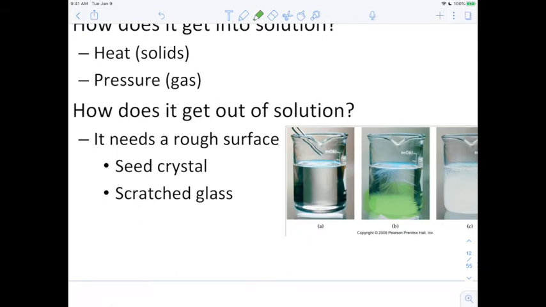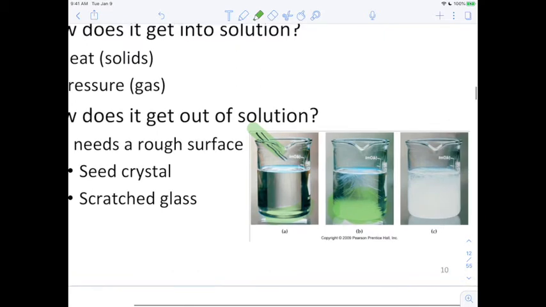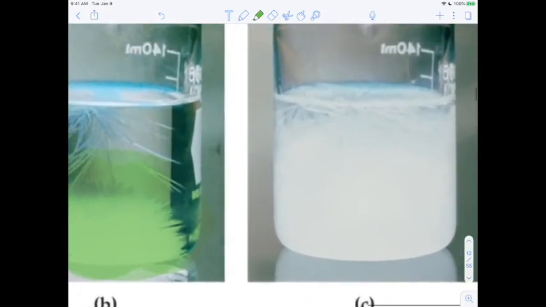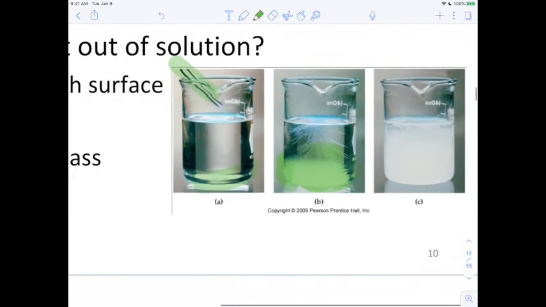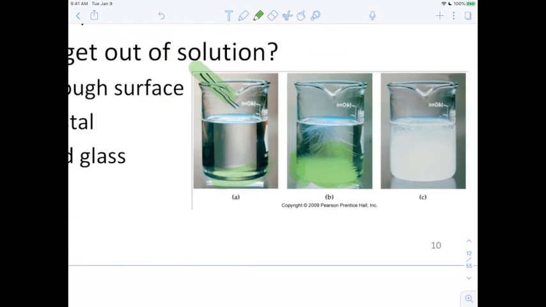You're going to take one of the glass stir rods and you're going to scratch right along the bottom there, and you'll actually hear it scratch. For some people that bothers their teeth, but you'll hear a little bit of a scratch, and then you'll let it sit, and pretty soon it will look something like this. All the solid will start to come out of solution. It needed that rough surface for all the small particles to get together.